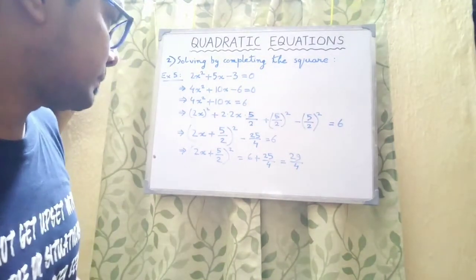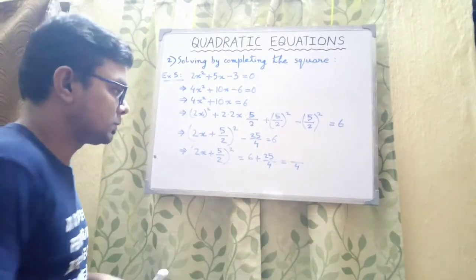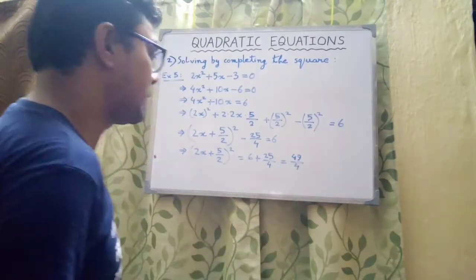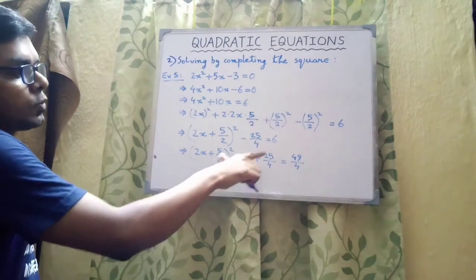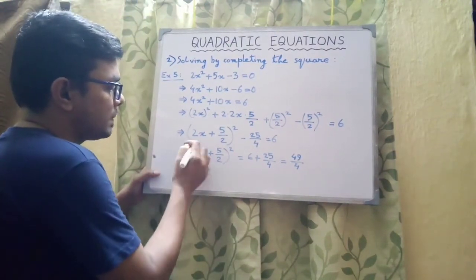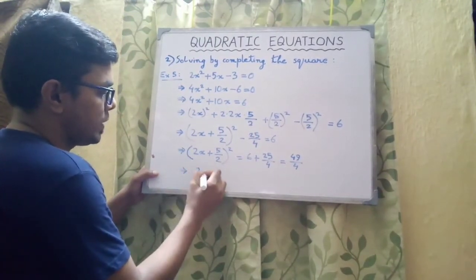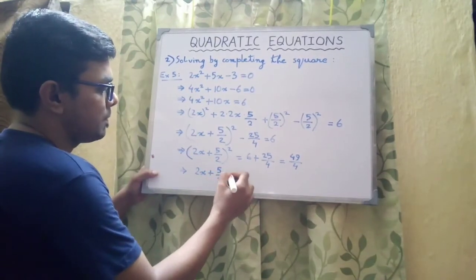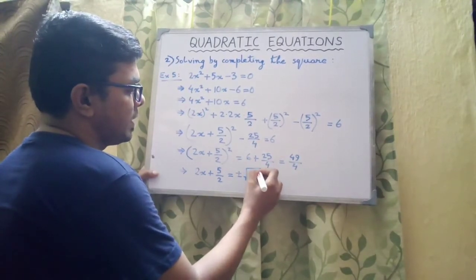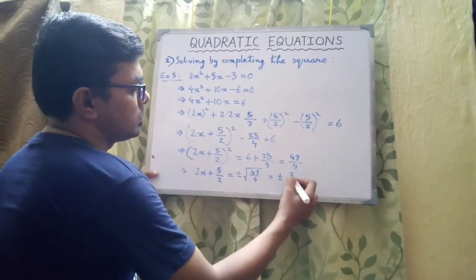I'm very sorry, I've done a mistake here. This should be 49 by 4. Okay, 4 into 6 is 24, 24 plus 25, that is 49. So it's 49 by 4. Now 2x plus 5 by 2 whole square gives us 49 by 4. So 2x plus 5 by 2 must be equal to plus minus square root of 49 by 4, that equals to plus minus 7 by 2.